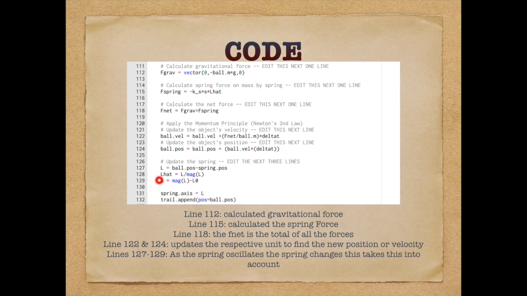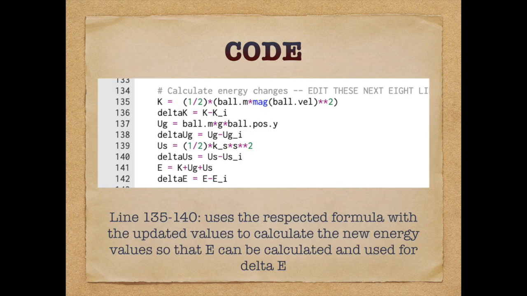And then this is just reiterating what was in the last slide so that we can calculate the new length and s. So then with the new values, we're going to calculate the K, the change in K, the Ug, the delta Ug, the Us, and the delta Us, so that we can calculate the E and the delta E.